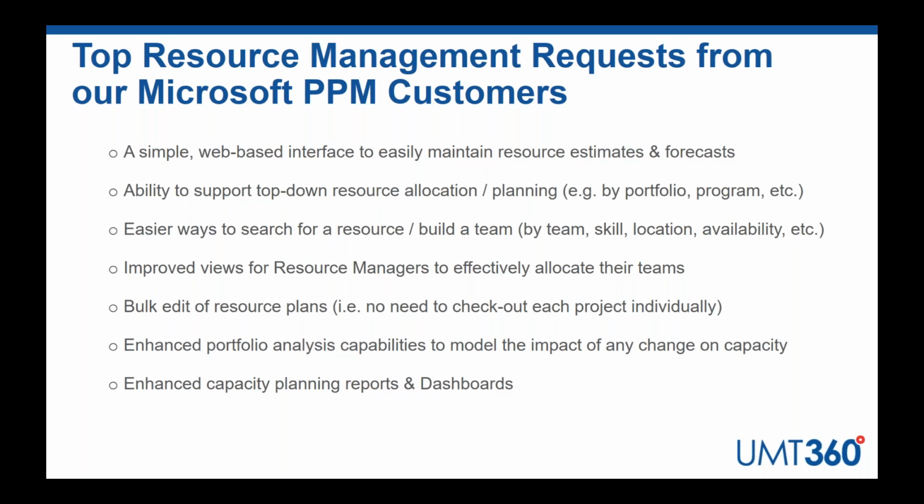Another thing was, how do we actually do top-down resource planning? How do I allocate resources by whatever my portfolio hierarchy manifests itself to be, portfolios, programs? I want an easier way to search for resources by skill, for example, by team, by location. It would be great if you could just stack rank and show me the available resources by skill and their actual availability, so I can very quickly select the right person who has availability without having to do too much more. Improve views for resource managers to allocate their teams.